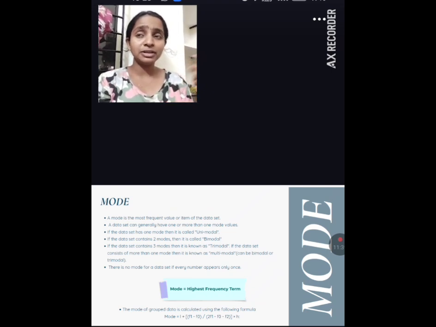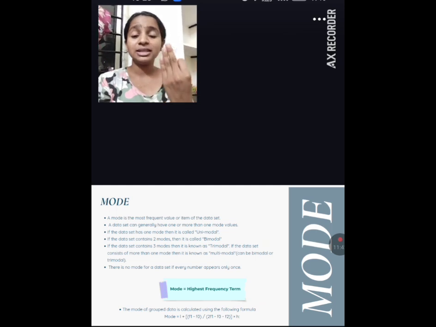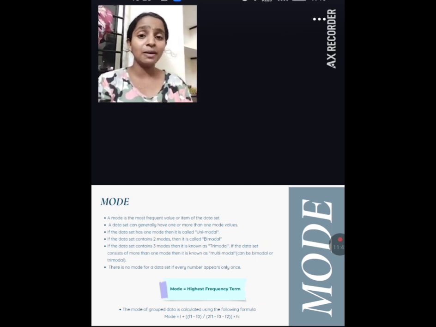A data set can have no mode, or if it has a single mode, then it is unimodal. If there are 2 modes, then it is bimodal. 3 modes, trimodal. If there are more than 1, then it is multimodal.